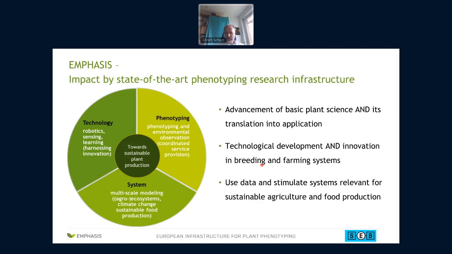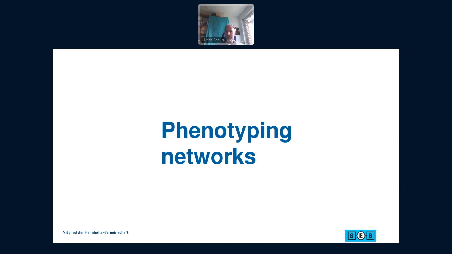It has a technology development component, and it requires innovation in the breeding and farming system. And we also have to use data and simulate systems relevant for sustainable agriculture and food production. So therefore, it's a wide range of different aspects which you also have to address in that context. So the phenotyping networks, therefore, are key because we have to bring many different stakeholders together.